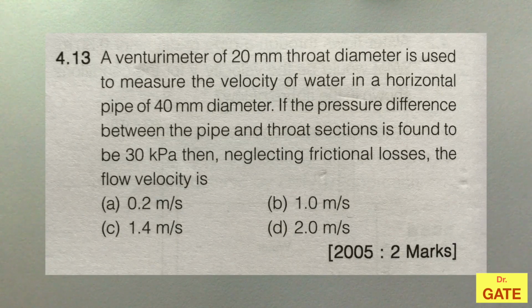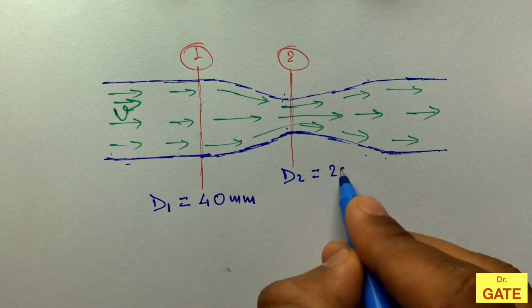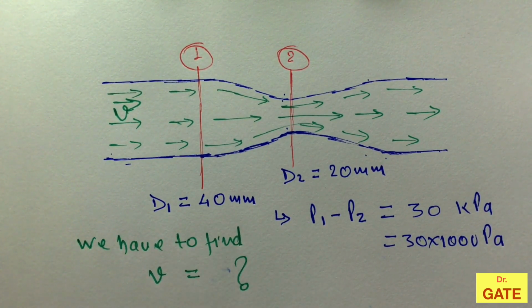Let's solve another numerical. A venturimeter of 20 mm throat diameter is used to measure the velocity of water in a horizontal pipe of 40 mm diameter. If the pressure difference between the pipe and throat section is found to be 30 kilopascal, then neglecting the frictional losses, the flow velocity is something like this is given. We have to find V1.